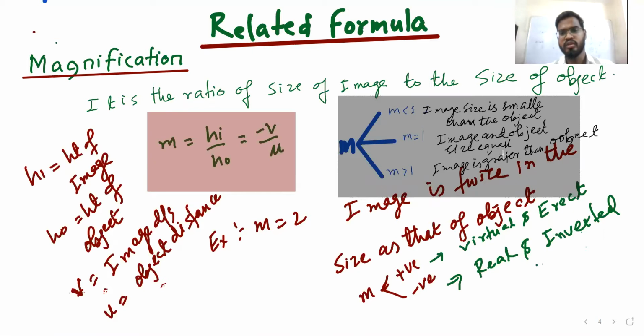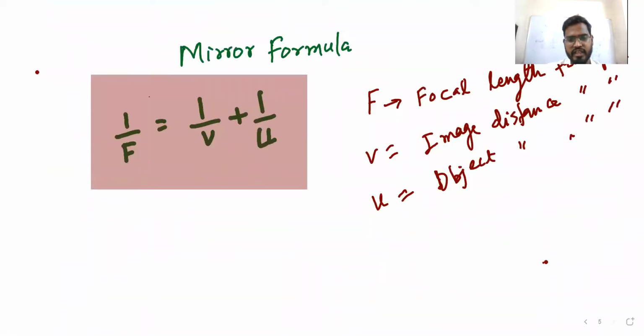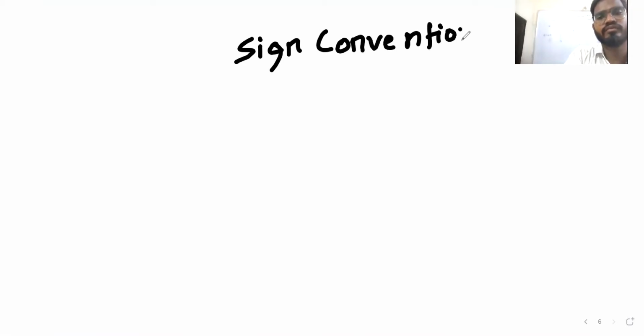These things we should know completely. This gives complete information about magnification and the mirror formula. Next we are going to do the sign convention. Sign convention is the most important part, because without sign convention it is really tough to do numericals. So try to understand in an easy way. Okay, so for sign convention, let's see.